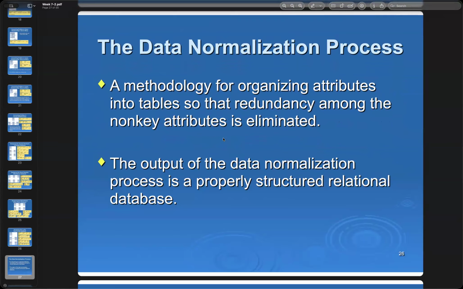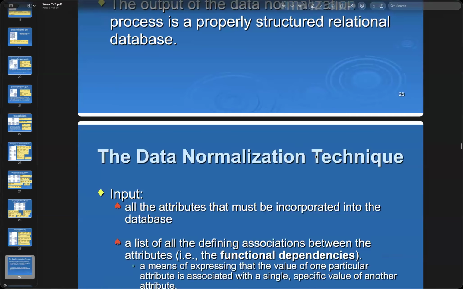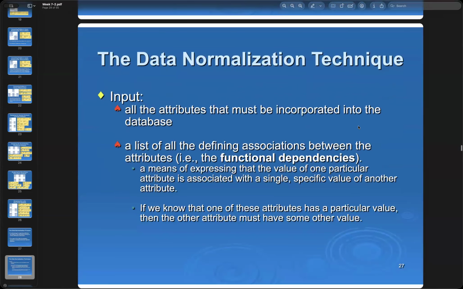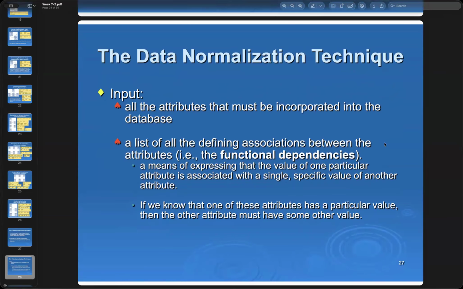Okay, and then we talk about data normalization in this part, because this is the methodology for organizing the attributes into tables so that the redundancy among the non-key attributes is eliminated. Also, the output of the data normalization process is a properly structured relational database. So here's the idea: you need to understand the concept of data normalization. For the input, all the attributes must be incorporated into the database. When we draw the ER diagrams, the UML, that can be the database, with all these attributes and also the tables.